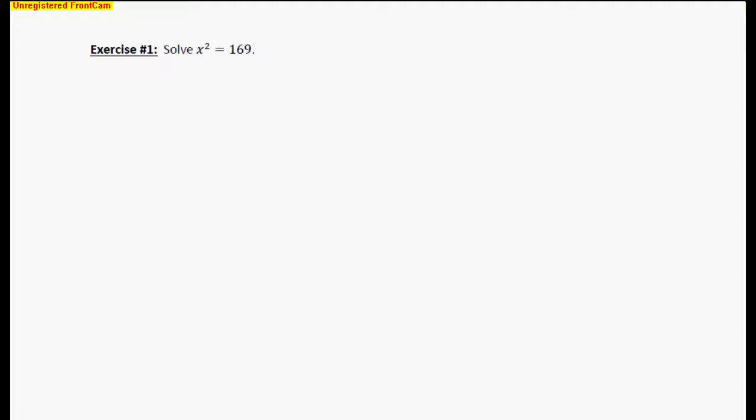So we're just going to jump right into exercise 1 here, and it simply says solve x squared equals 169. And just like any other equation, our job is to get x all by itself. Right now it isn't by itself. It has this little squared term there. From last time, if we think of what squaring and square rooting are, well, one undoes the other.